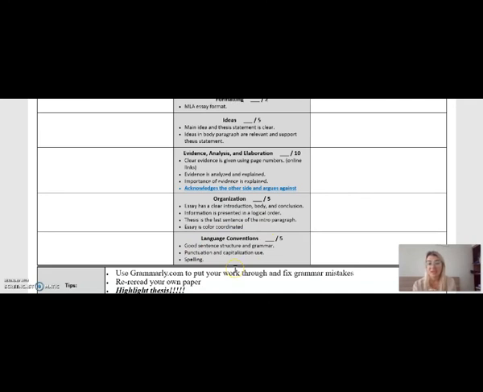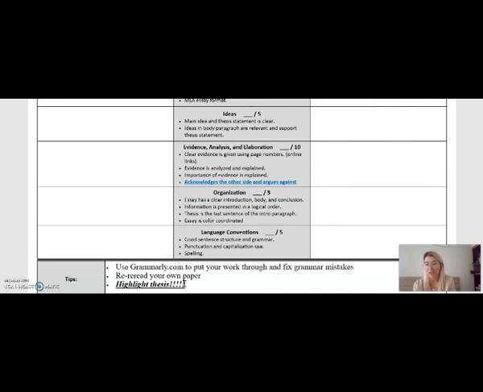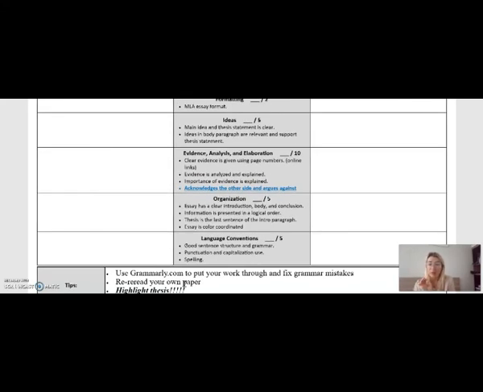Language conventions the same. Good sentence structure and grammar, punctuation, capitalization, spelling. Okay, to avoid losing points here, just put your paper through Grammarly.com, which I will also link if you can't find it. Okay, then reread your own paper and then highlight your thesis. This is the most important part of your essay. So please, I want to see it clearly when I open it. Okay, hopefully that explains it. Let me know if you have questions.